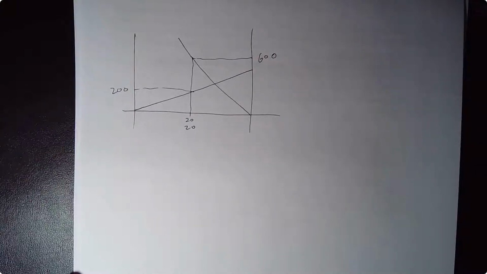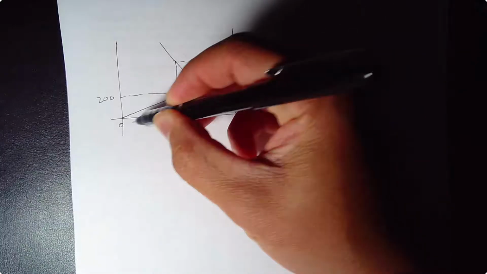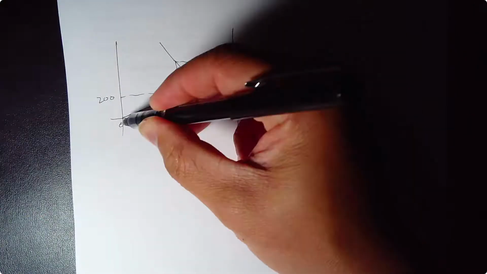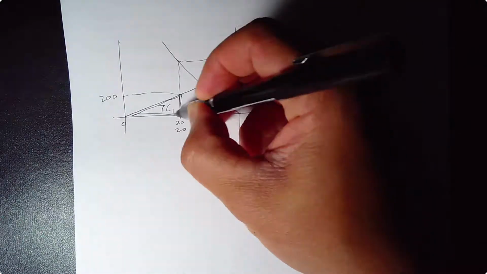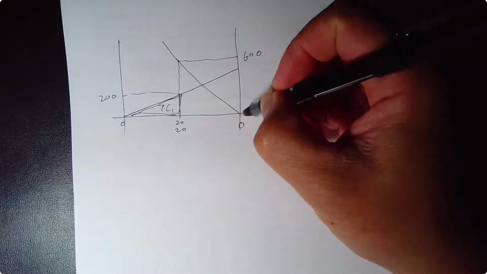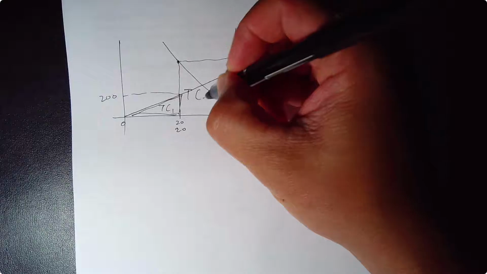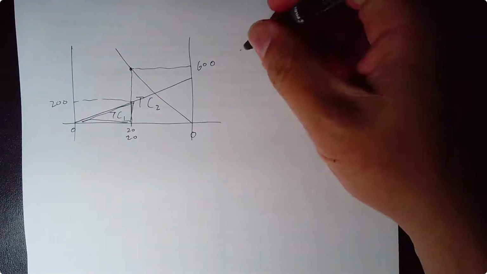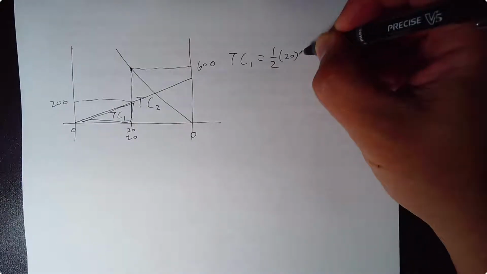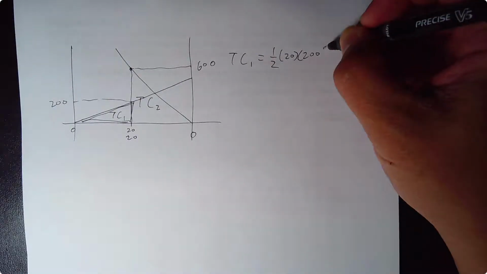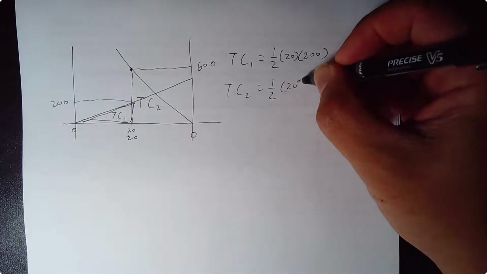Okay, so I sketched it out. Now, firm 1 reduces 20 tons total. The total cost for firm 1 is this triangle here. For firm 2, it reduces the same 20 tons, but the total cost for firm 2 is over there. So let's go ahead and calculate total cost for firm 1. It is just a triangle, so 1/2 times 20 times 200. I'll set it up here for firm 2: 20 tons, but times 600.